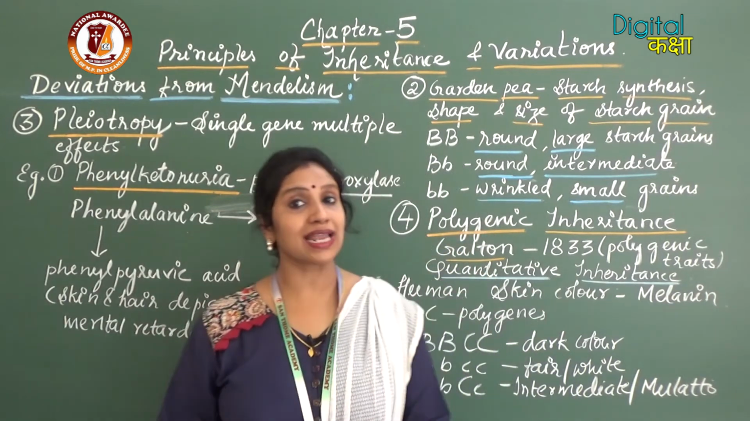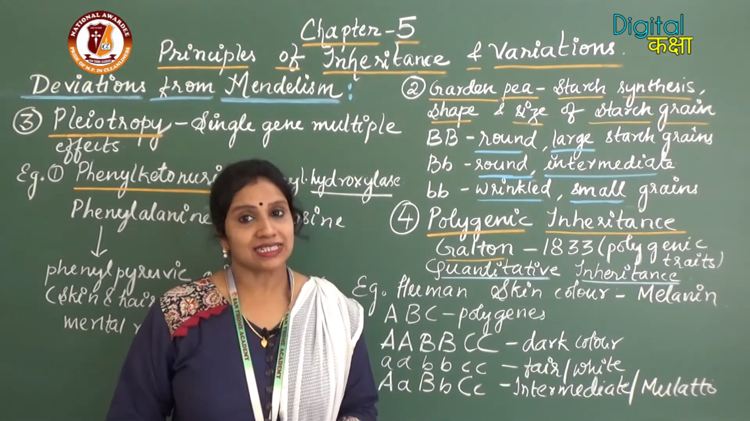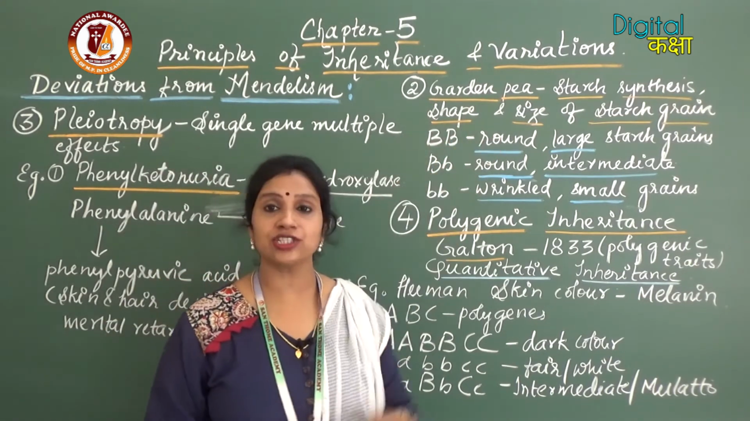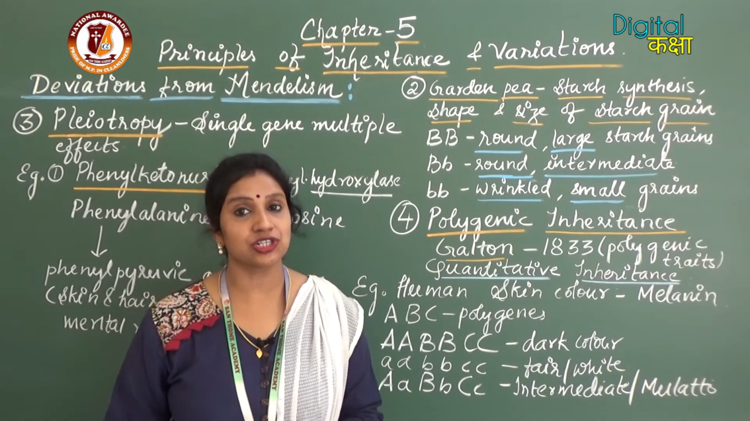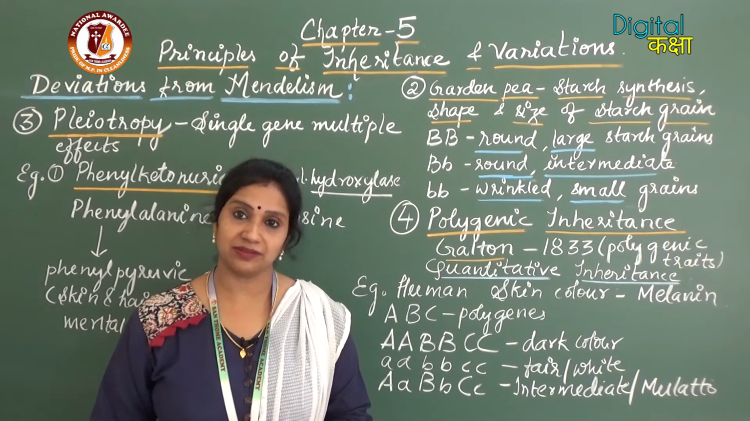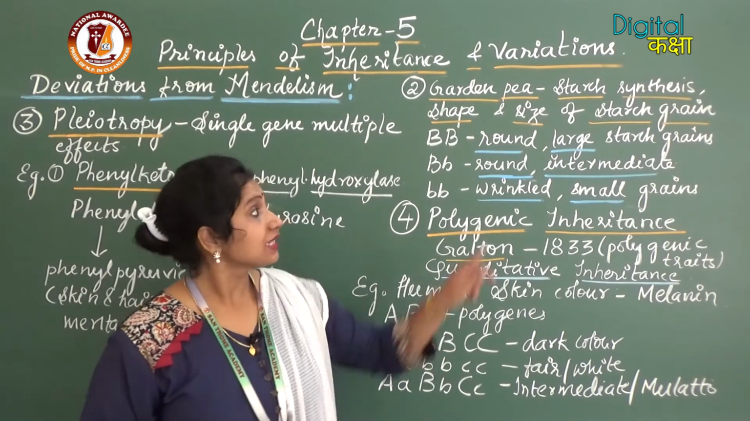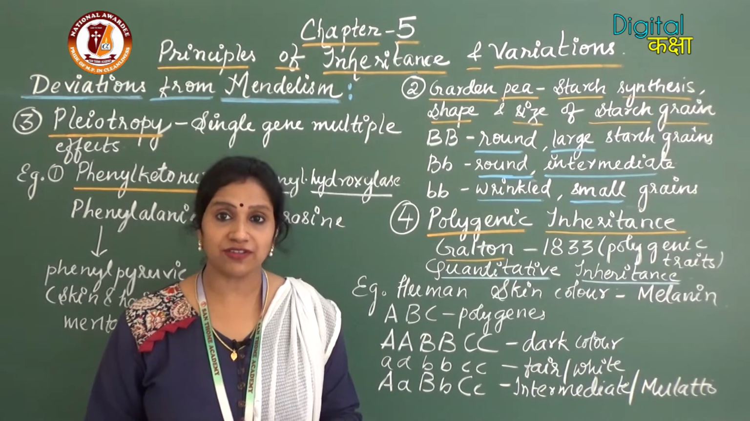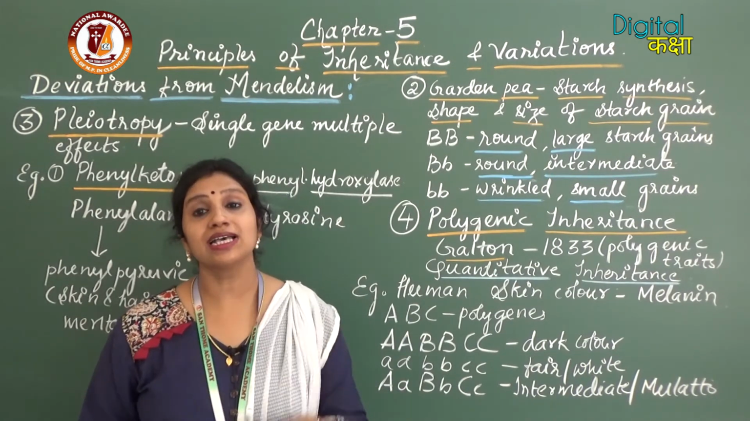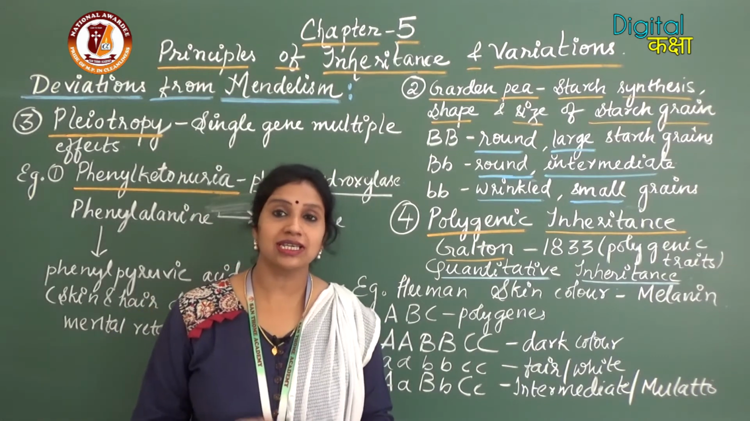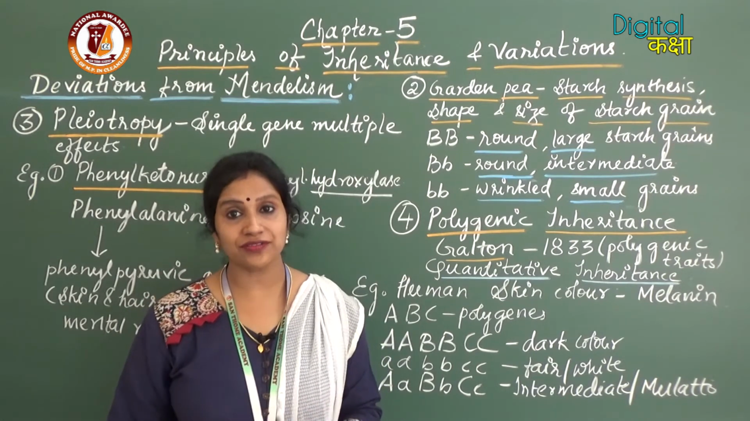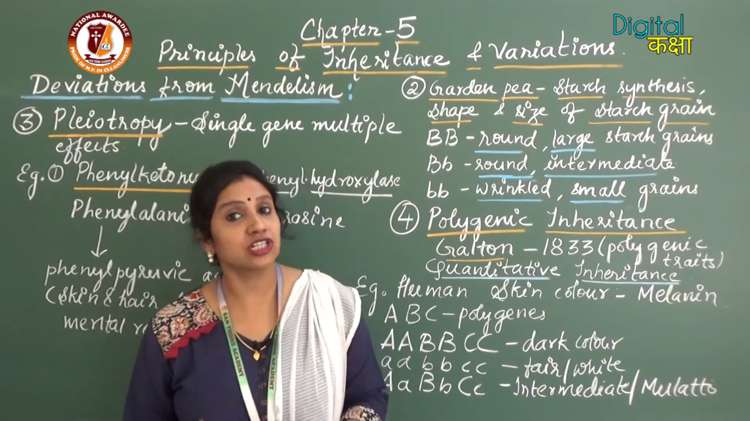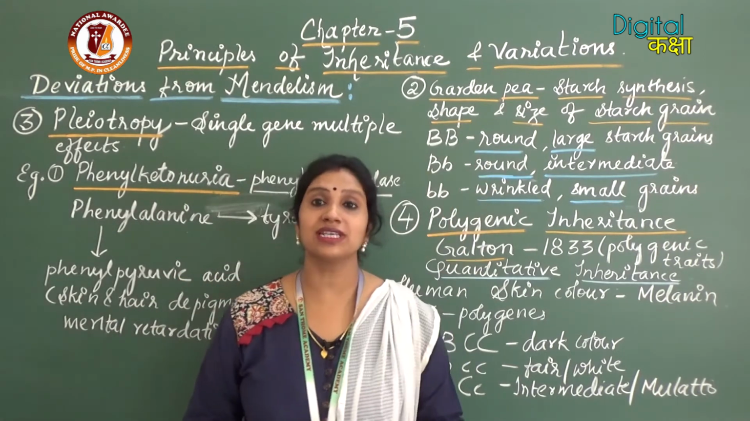Now let us move to another example of pleiotropy, that is in the pea plant, where the starch synthesis, and the shape and size of the starch grain, are controlled by a single gene. So in the pea plant, three phenotypic effects are controlled by a single gene. That single gene is responsible for the synthesis of the starch, the shape of the starch grain, and the size of the starch grain.